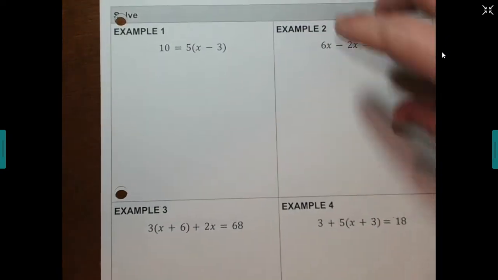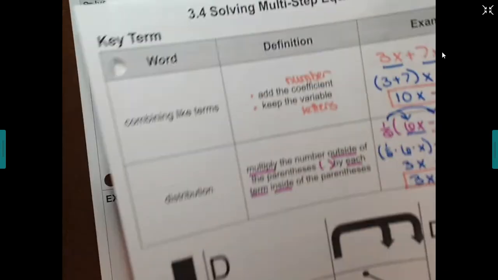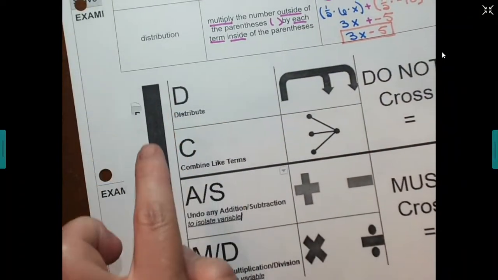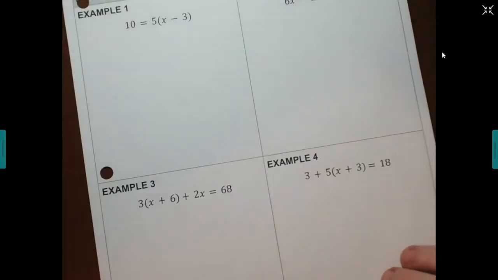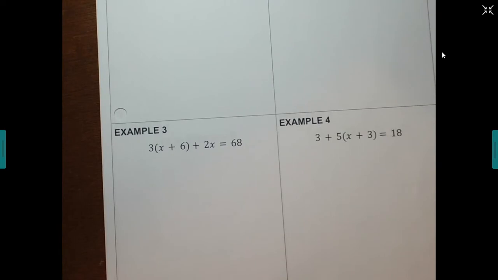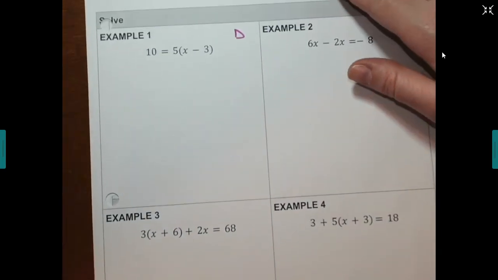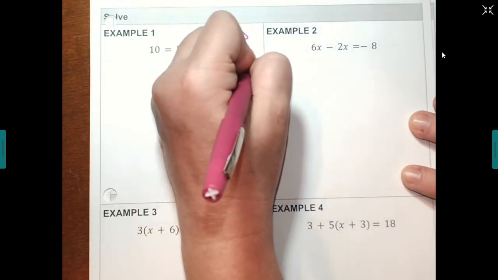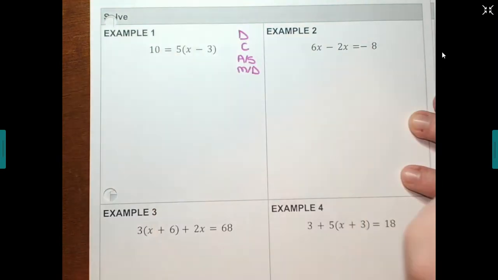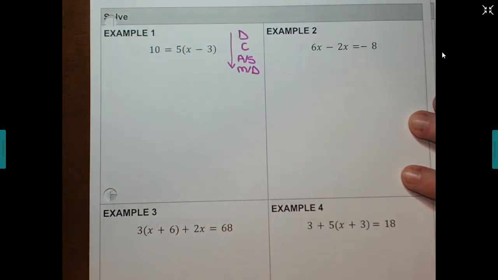Now we're doing examples. And before we get started, I'm going to go back and refresh my memory on that chart from the front. We're going to start with distribution, then we're going to combine like terms, then we're going to add and subtract, and then we're going to multiply and divide. And I'm actually going to write that at the top of my paper. D to help me remember to distribute, C, A, S, M, D. Anybody can help me come up with an acronym for that? Kind of like we have PEMDAS. I have yet to come up with one for this.